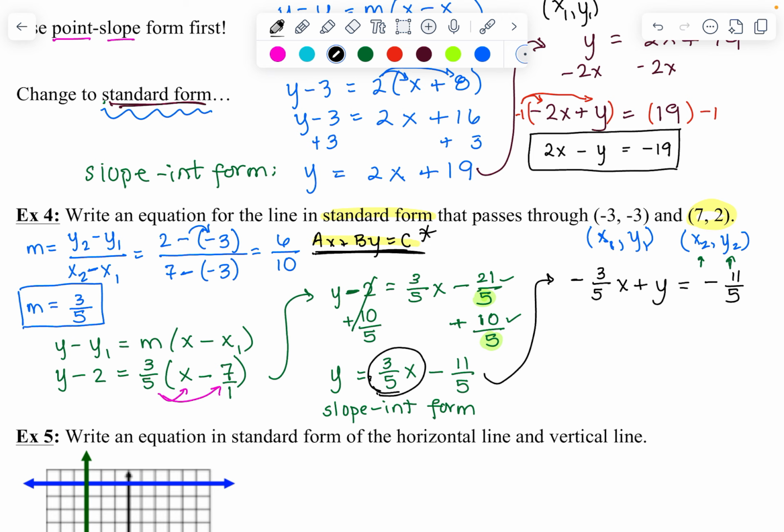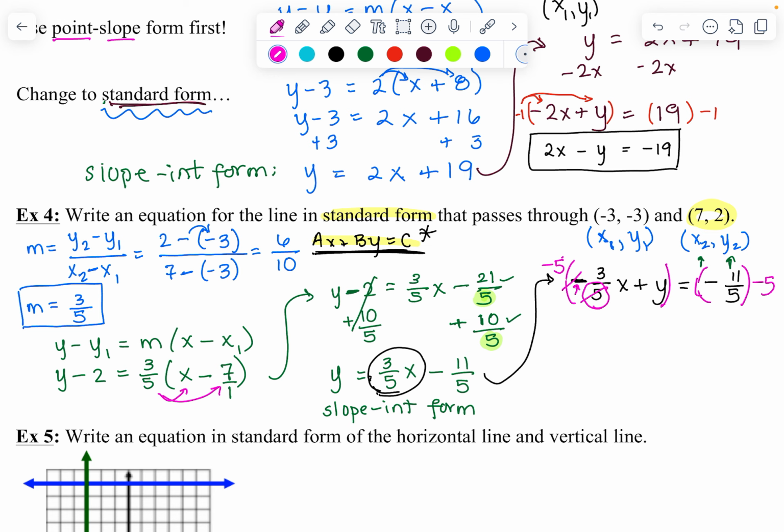Because remember, standard form, I need my x and y variables on the left-hand side, constant on the right. Well, my a value and my c value cannot be fractions. They have to be integers, okay? And my a value has to be positive. So let's clear the fraction. I'm going to go ahead and multiply a negative 5 to both sides of my equation. Multiplying this negative 5 to both sides, this negative and this 5, is going to help me get rid of that negative and clear the fraction.